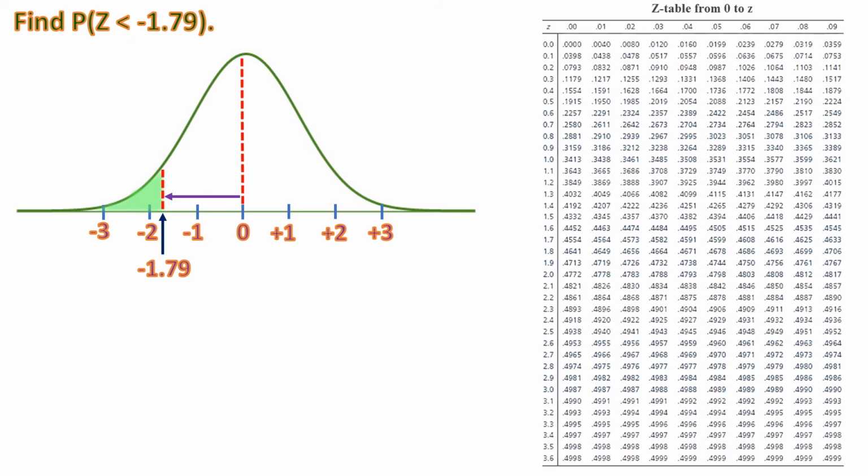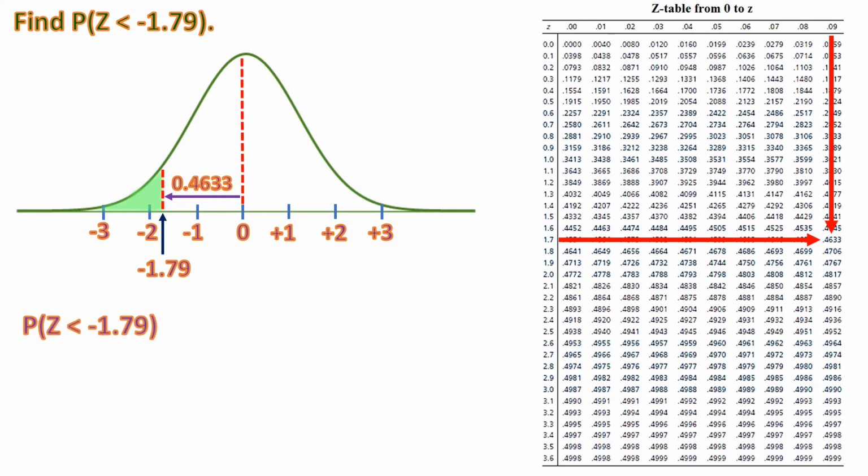So let's use the z table. Let's locate 1.79. So let's start with 1.7 and then 0.09, so that it's 1.79. So the area of that unshaded part is 0.4633. So that part we're going to remove from 0.5. So let us solve now.